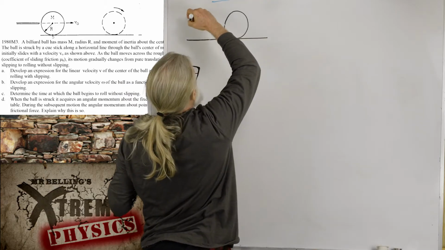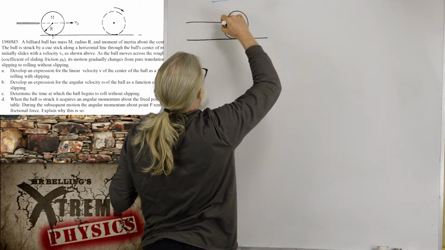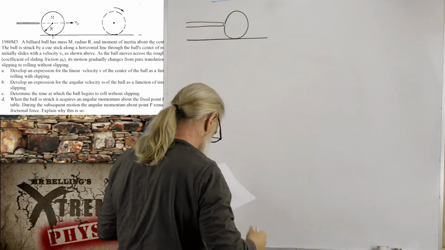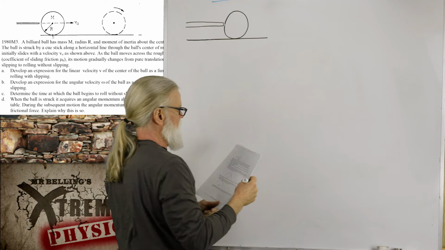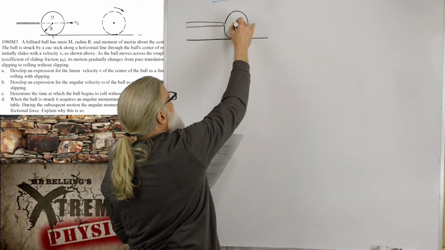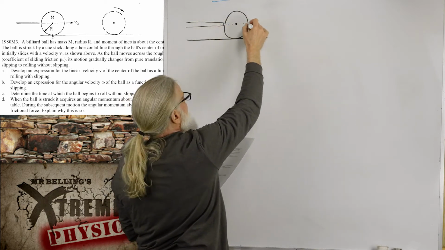The cue stick hits right in the center, so it's got to be something like that. Real billiard players usually don't hit right in the center. Usually they hit the top or bottom, depending on what they're trying to accomplish. And here they had the center of mass, and they clearly showed that.